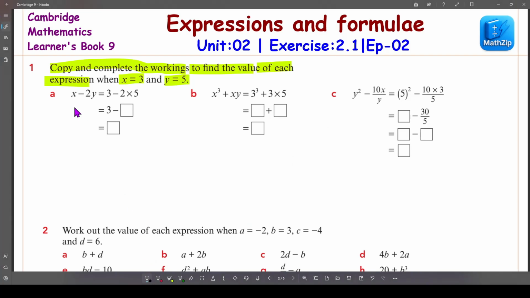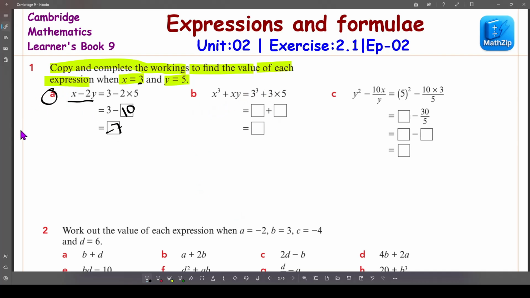First, here is mentioned x minus 2y. So against x we can write 3, because already mentioned x equals 3 and y equals 5. So x means 3, minus 2 times y, which means 2 times 5. 3 minus 2 times 5, that is 10. Right? So 3 minus 10 should be minus 7. Okay? So first one done.